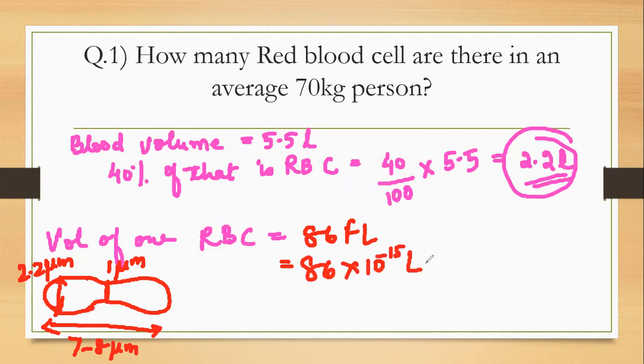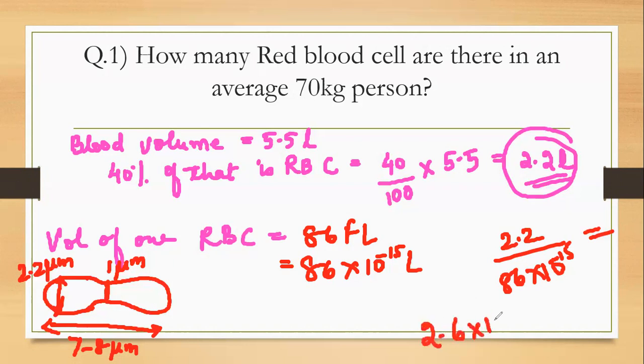Now, what will be the result? How many RBCs are present? So what you have to do is simply divide. So I'm going to divide 2.2 by 86 into 10 raised to minus 15. The liter gets cancelled, so the total number is around 2.6 into 10 raised to 13, or otherwise we can say that it is 26 trillion. Correct?